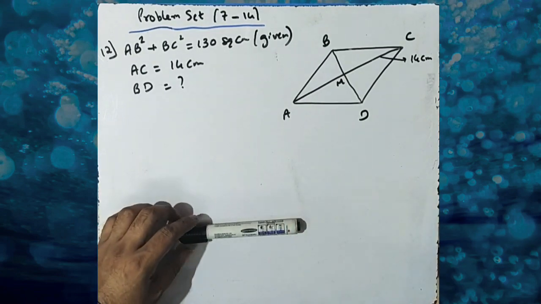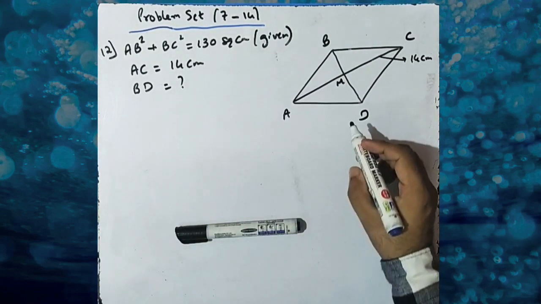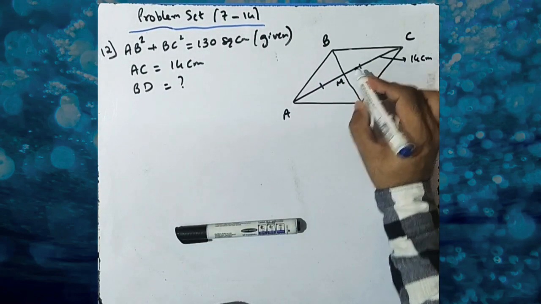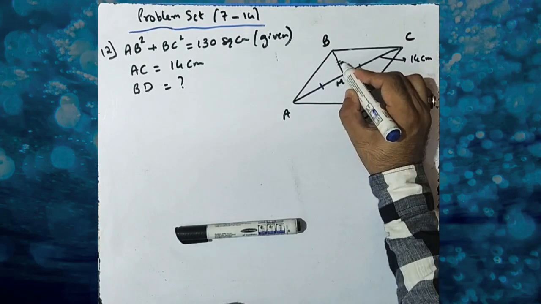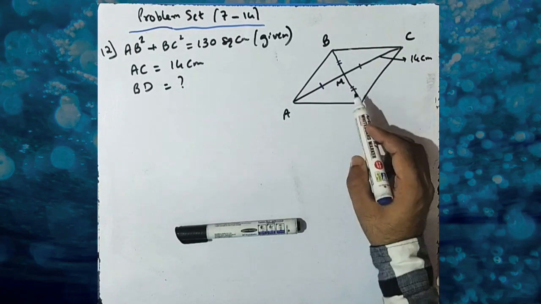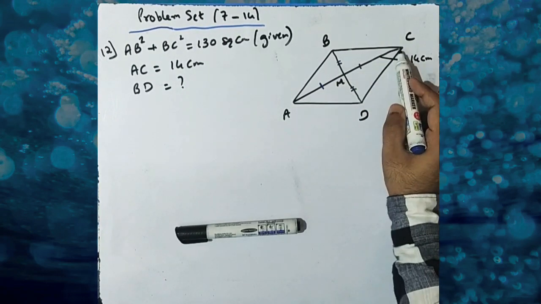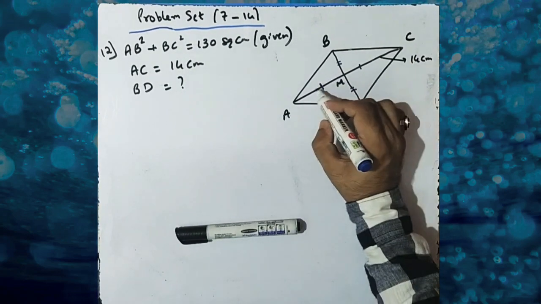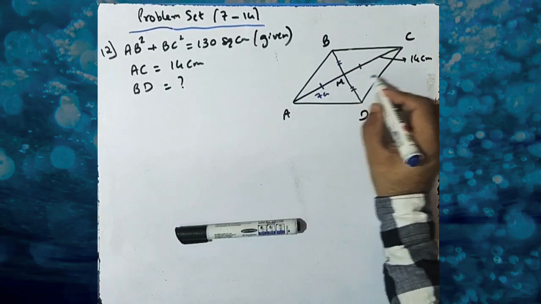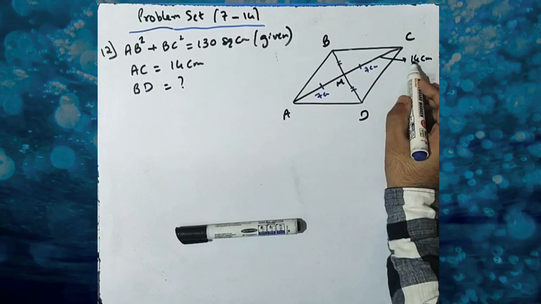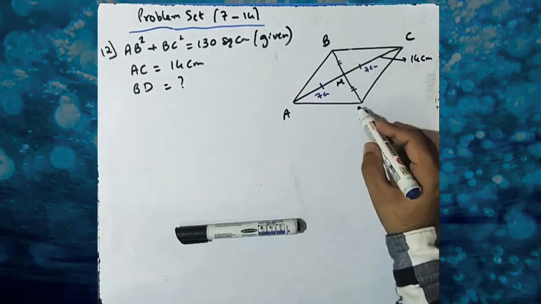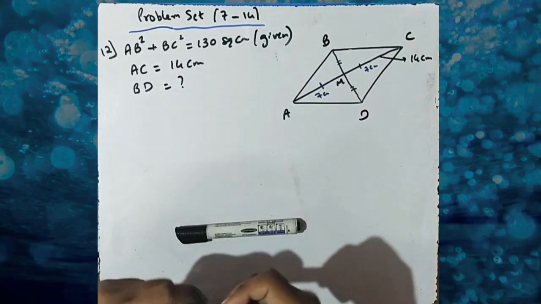Now in a parallelogram, diagonals bisect each other. Therefore, M is the midpoint of AC, M is the midpoint of BD also. Because M is the midpoint of AC, AM will become half of 14, 7. MC will also become 7, half of 14, because in a parallelogram, diagonals bisect each other.